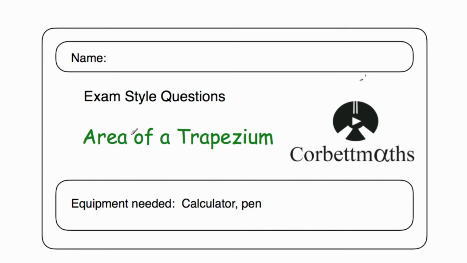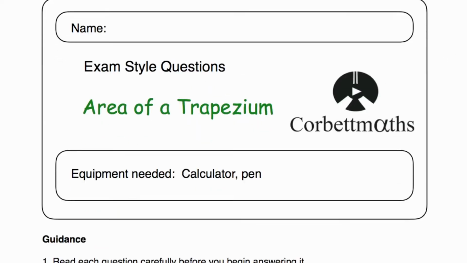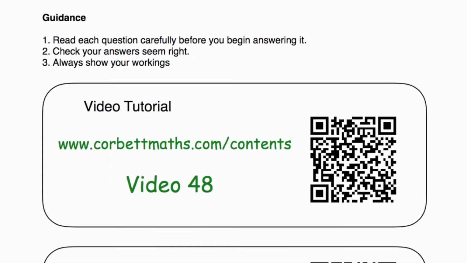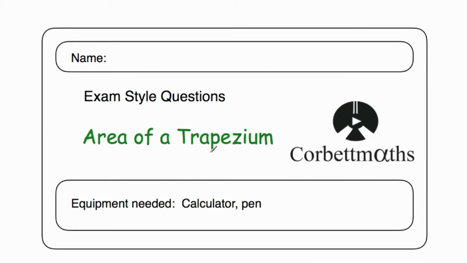In this video, we're going to look at the video solutions to the area for trapezium practice questions. If you need any extra help on finding the area for trapezium, go to corbettmaths.com/contents and scroll down to video number 48, there's a video tutorial there on how to find the area of a trapezium. Alternatively, you can scan this QR code. But in this video, we're going to go through the video solutions to the practice questions, so let's get started.